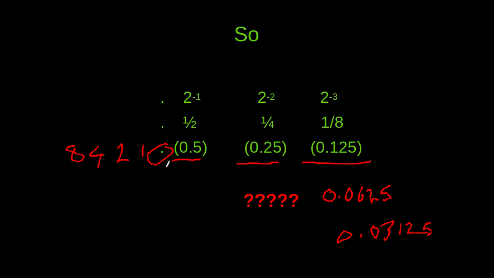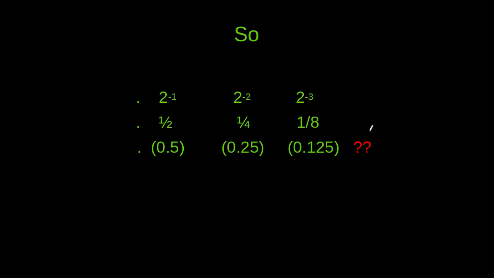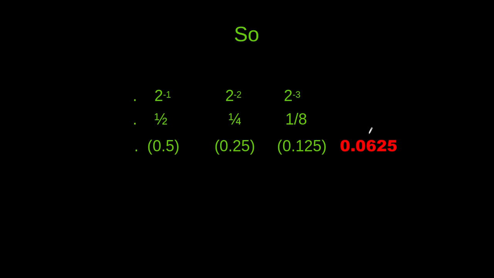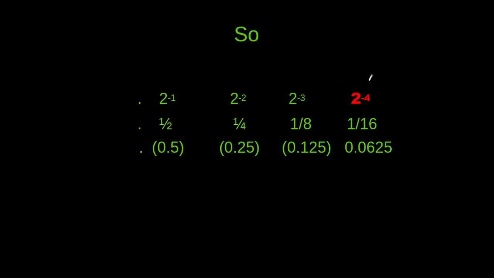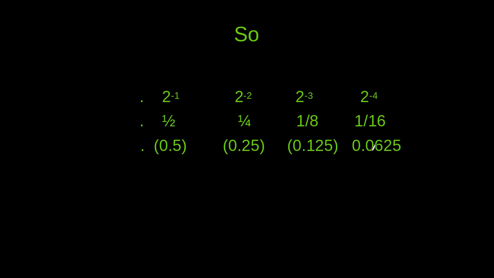You should remember, but don't memorize it. Understand it. Start with 1, divide by 2, and keep dividing by 2. It'll be much easier for you than memorizing it. So we said this is 2 to the power negative 4, which is 1 over 16, which is 0.0625.